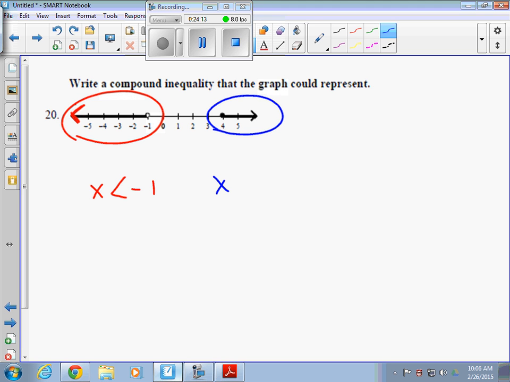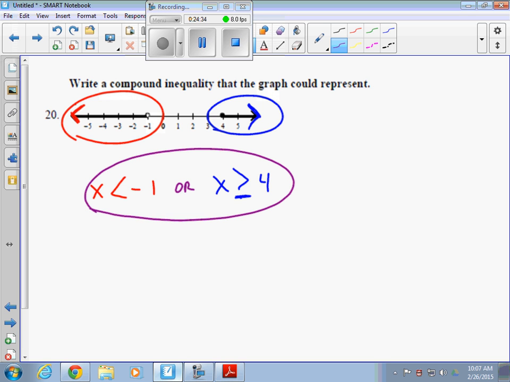X is something 4. The arrow's pointing this way, so make the mouth point that way. But the difference between this one and the other one is this bubble is colored in, unlike the first one. So this one's going to be or equal to. There is no overlap here, so this compound inequality is going to say x is less than negative 1 or x is greater than or equal to 4.